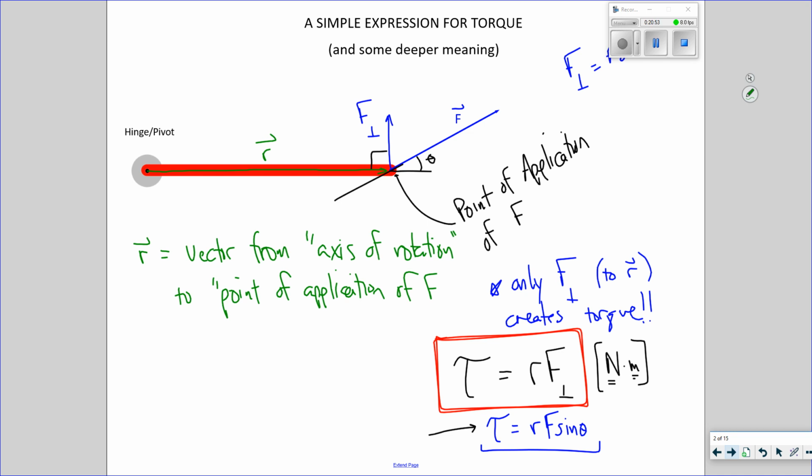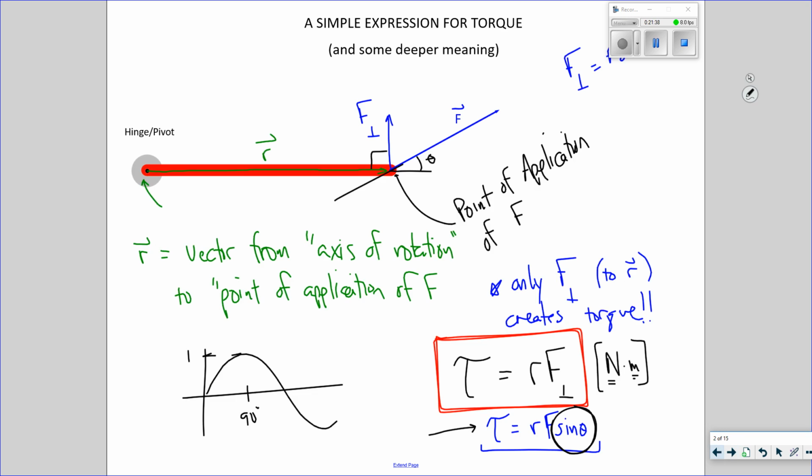The farther away from an axis of rotation that you push, the more tendency you have to change an object's rate of rotation. The harder you push, the more tendency you have to cause a change in rate of rotation. But the more perpendicular you can push relative to vector r, that means as theta approaches 90, the sine of 90 degrees is 1. The most torque you can produce is when r and F are perpendicular.